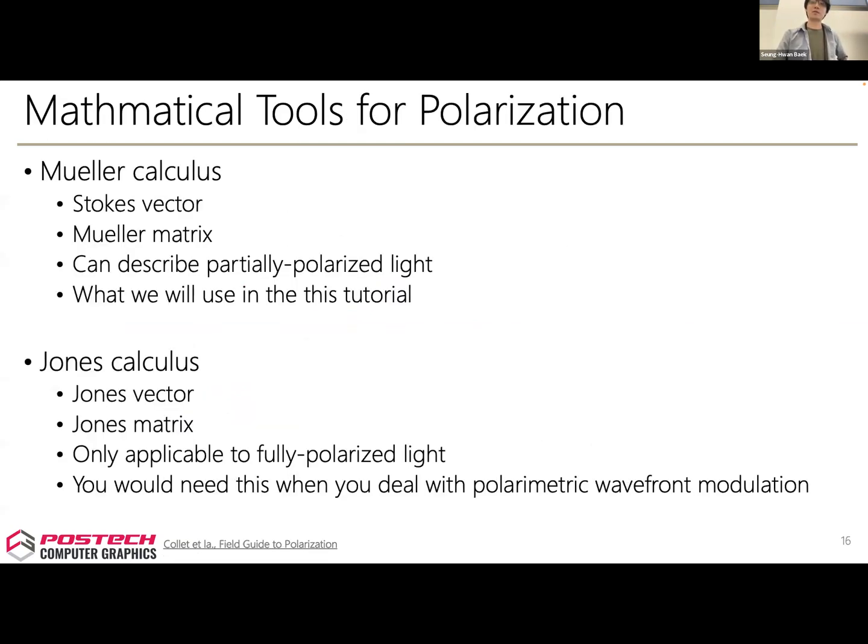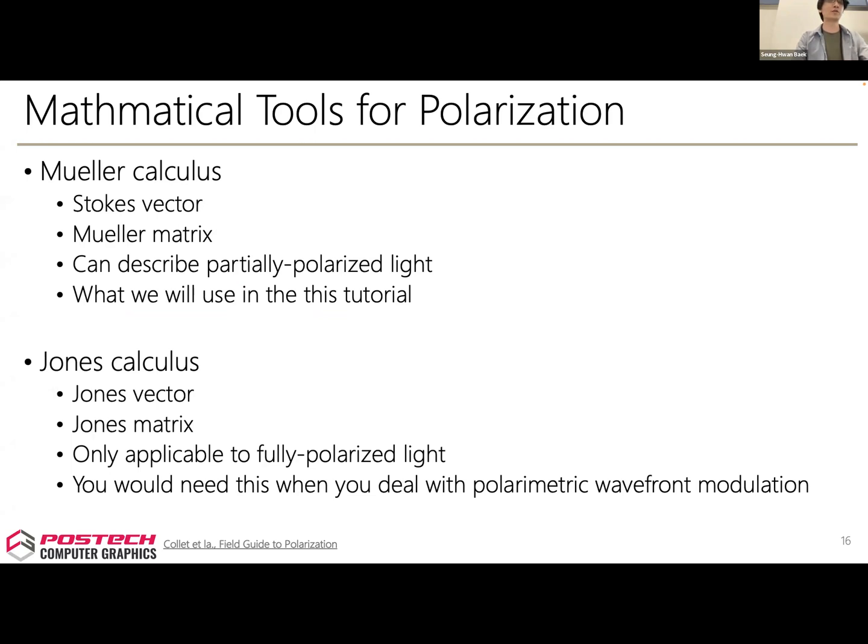Now you know what the polarization ellipse is, and let me dive into the mathematical tools for polarization. One is Mueller calculus, the other is Jones calculus. In Mueller calculus, we have two concepts: the Stokes vector and the Mueller matrix. For Jones calculus, we have the Jones vector and the Jones matrix.